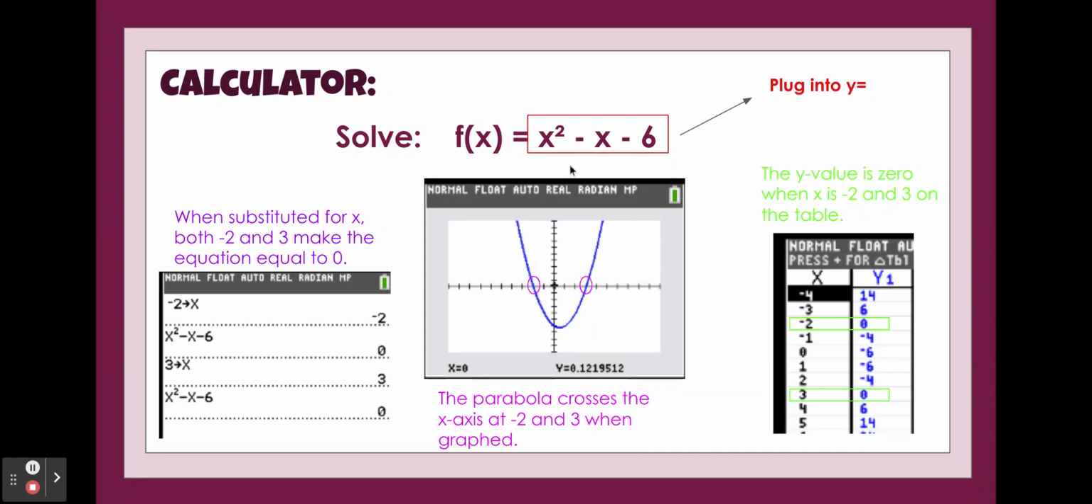If I type this into y equals and I view my graph, I could see that it does cross the x-axis in 2 spots, -2 and +3. So remember, these are called our roots or our zeros. They're also our solutions, so we can clearly see that we did it correct. We can also go to our table and we're looking for the x-intercepts, which is where y is equal to 0. So if you find where y is 0 on your table, those are the matching x values, -2 and +3. So these are 3 different ways that we could check to make sure that we solved it correctly.